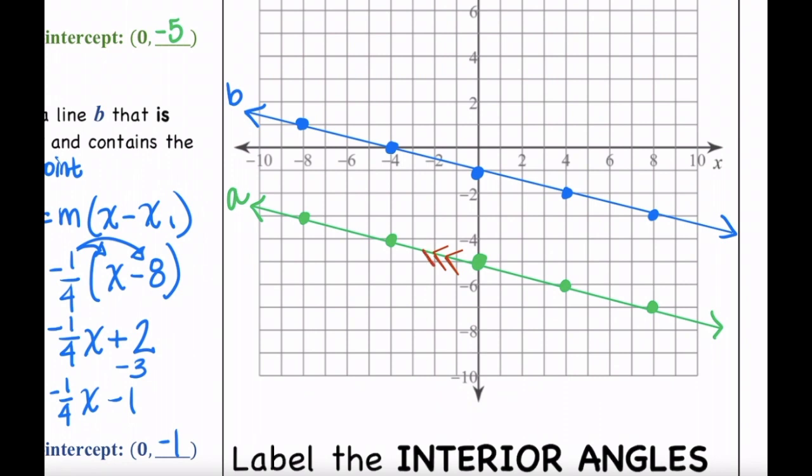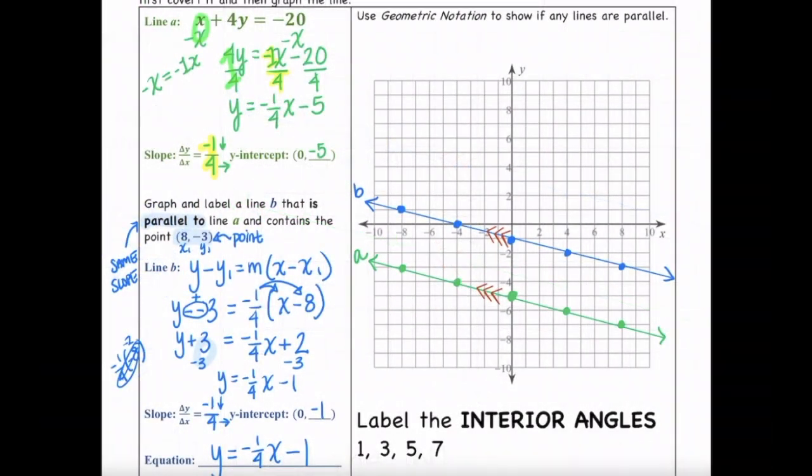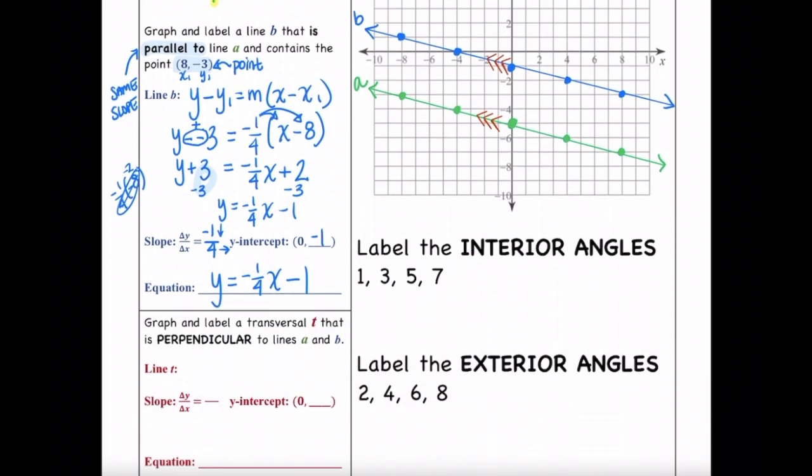So if I put 3 arrows all going the same direction on line A, then that means I have to put 3 arrows all going the same direction on line B. And if we wanted to cap it off, we could use our geometric notation to show that line A is parallel to line B. All right, that wasn't so bad. Let's see what we have to do next.